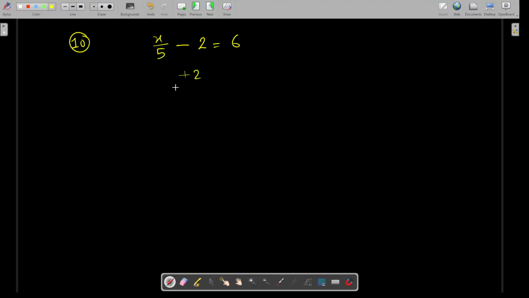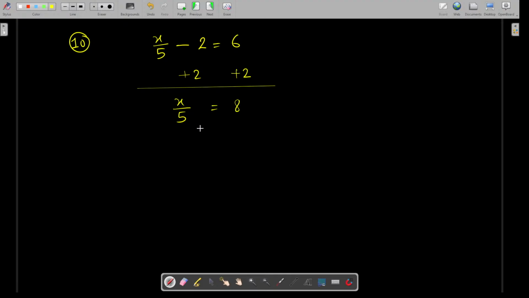But we cannot just add 2 on one side, as we have already discussed throughout this tutorial in this live stream. So we have to add 2 to both sides. Once we add 2 on the left and the right, this minus 2 plus 2 will be 0. So the left side will have x over 5 only, and the right side will be 6 plus 2, which equals 8. 6 plus 2 is 8.